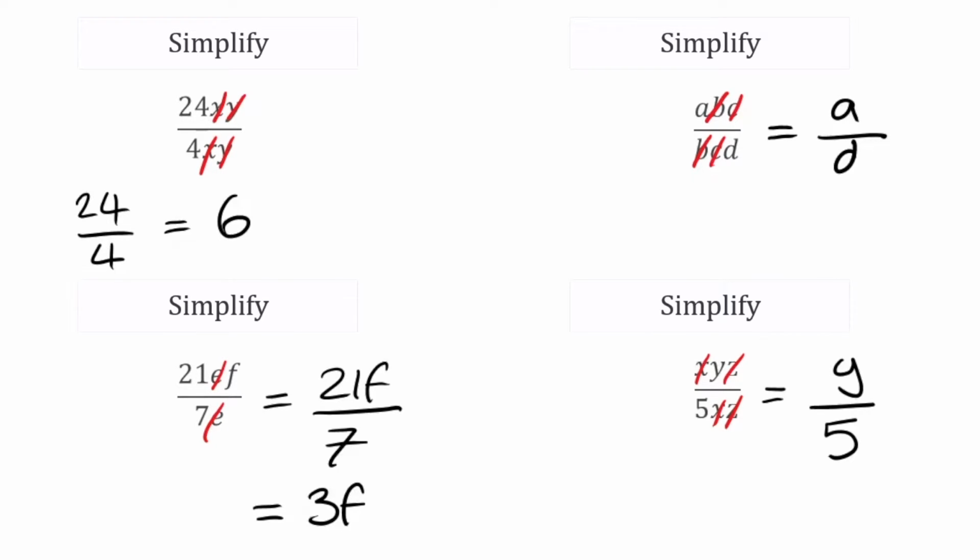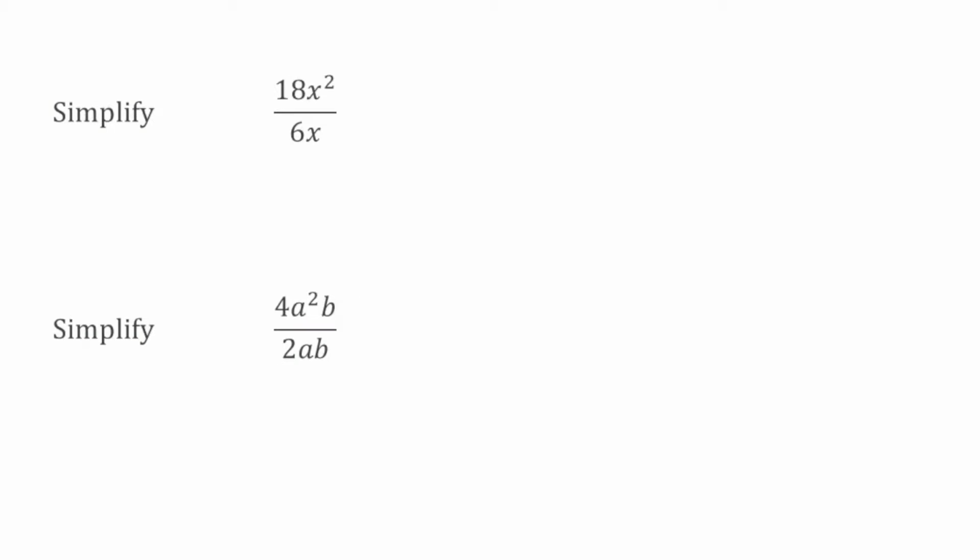Okay, now let's take a look at some more difficult examples. For this next question, we've got 18x squared all divided by 6x. We've actually got indices involved in this one, so we're going to write it out in more depth, just so it makes it a bit easier to break down. So we've got 18x squared, which just means 18 multiplied by x squared, which we know is x multiplied by x. And then we're dividing that by 6x, which is just 6 multiplied by x.